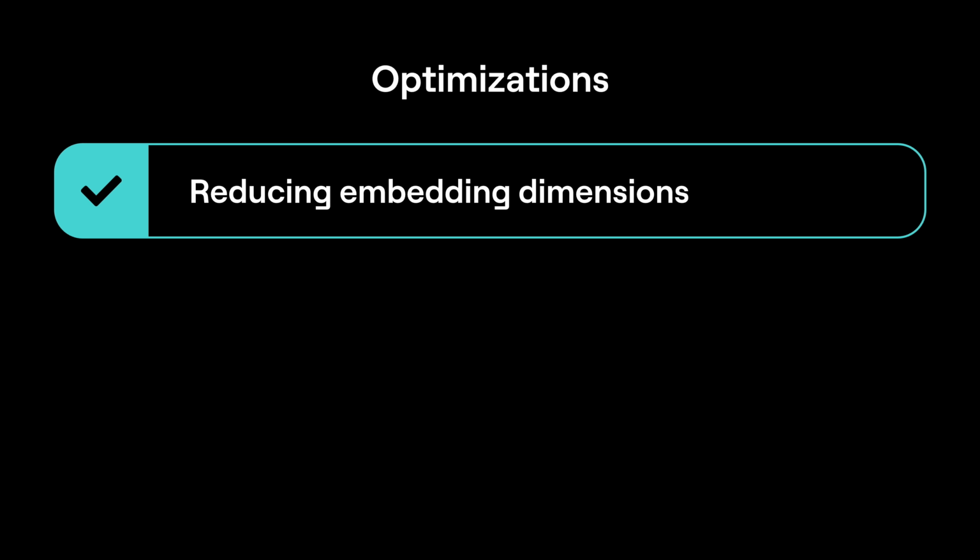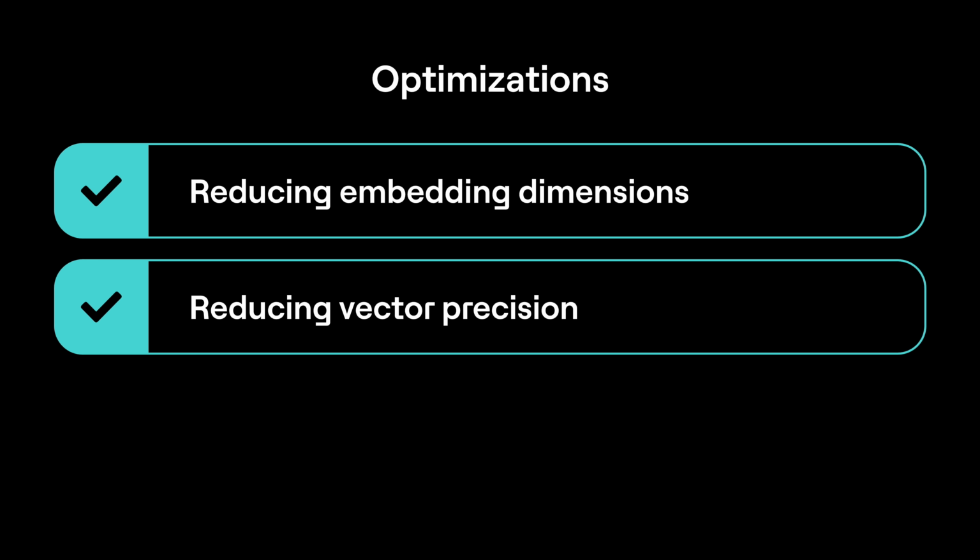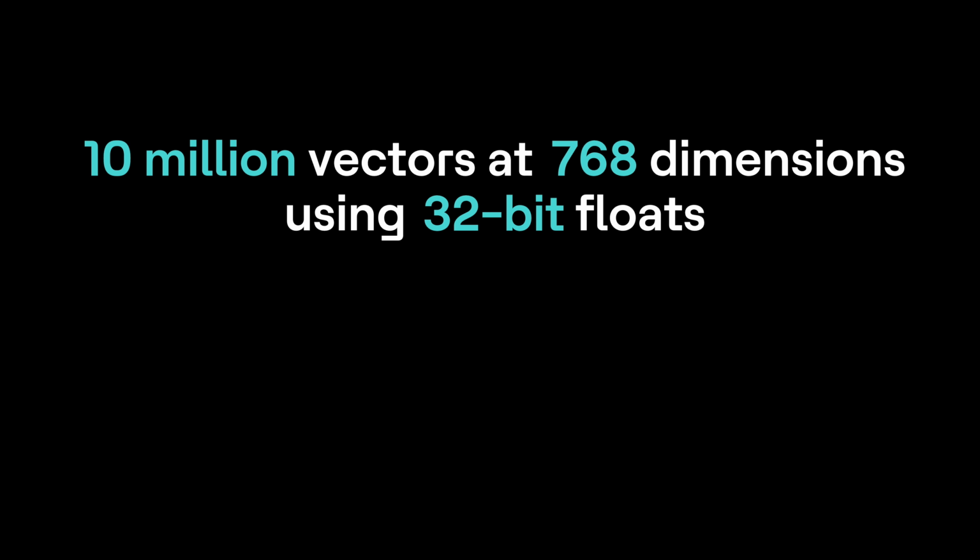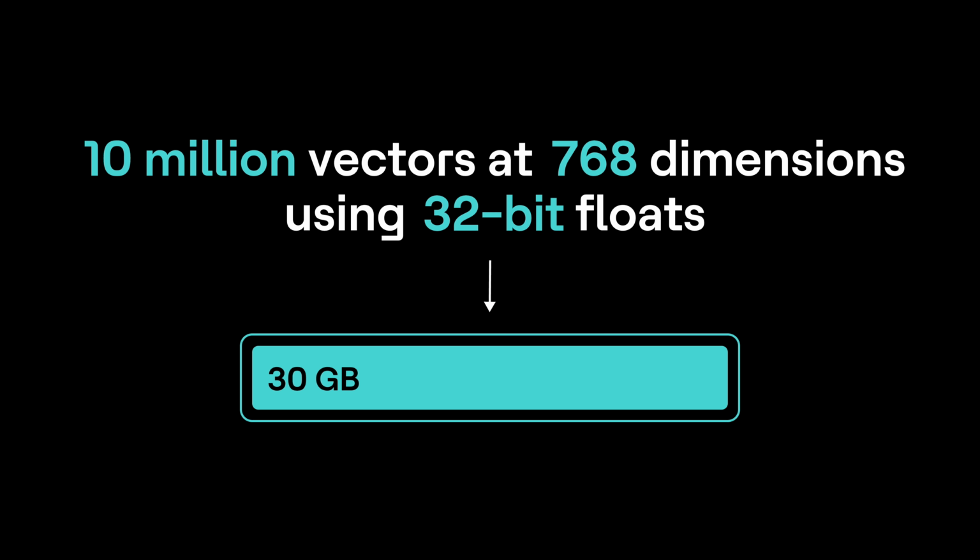Reducing embedding dimensions and reducing vector precision. What many teams discover is that the initial values chosen are often more than they actually need. Here's a concrete example of how much storage you can save. Say you're storing 10 million vectors at 768 dimensions using 32-bit floats. That's roughly 30 gigabytes of raw embeddings.